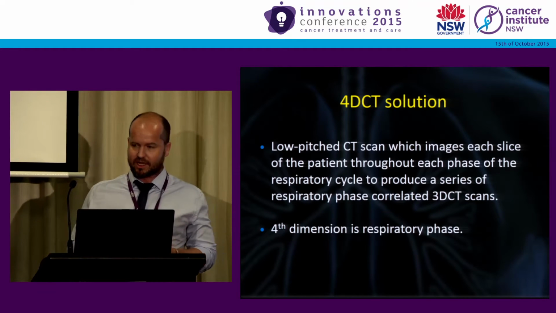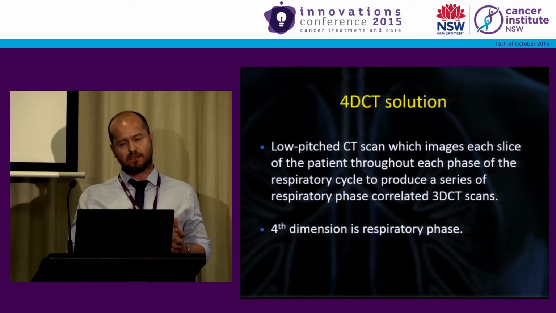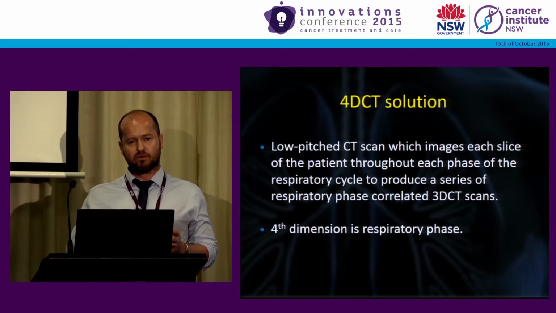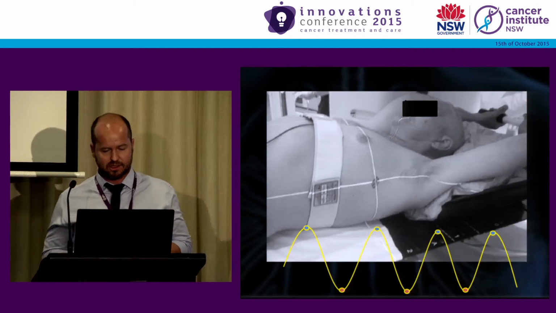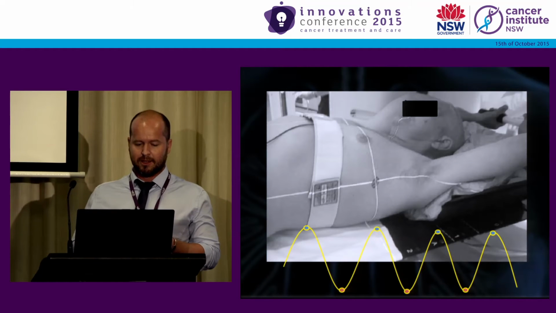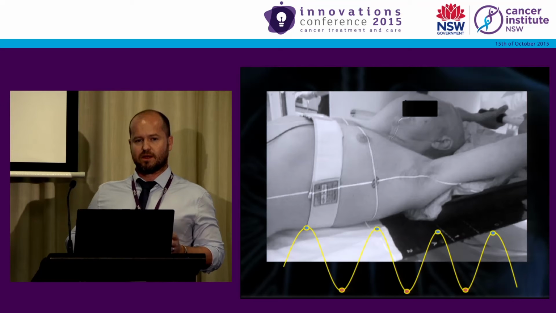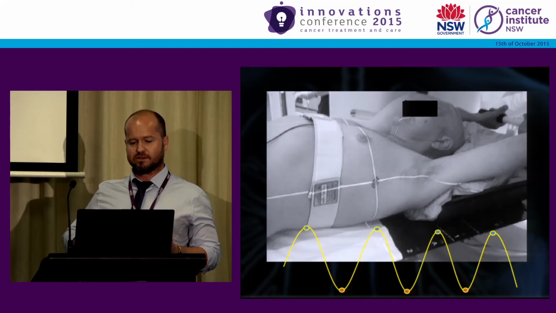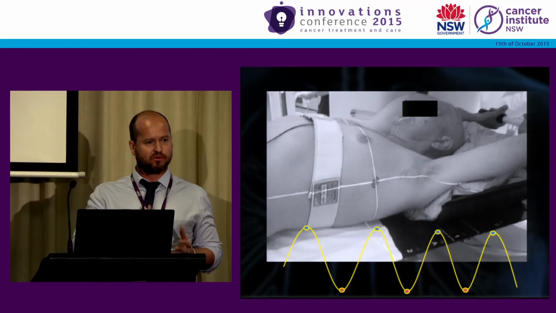So 4D CT allows us to overcome these problems by basically acquiring enough data in the scan to be able to reconstruct the tumour at different parts of the respiratory cycle. Okay, so this is a patient set up in treatment position. There's different vendors with their own solutions. We have a pressure sensor which sits on the patient's abdomen or chest in this case, and acquires a trace of the patient's breathing cycle.